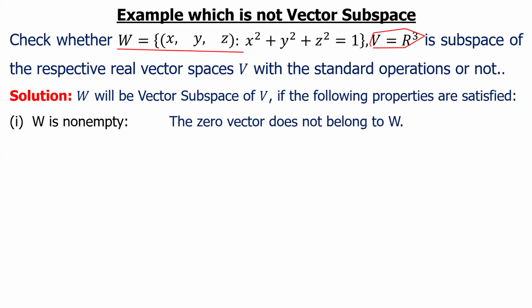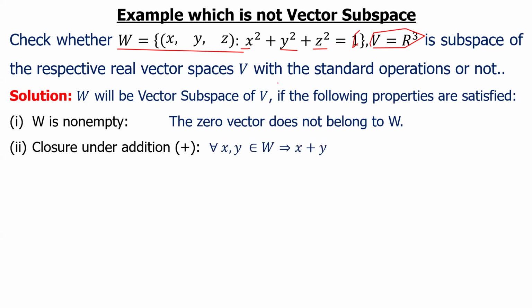W is non-empty. Now here, the zero vector does not belong to W, because if you put x equal to 0, y equal to 0, and z equal to 0, then 0² + 0² + 0² is 0, not 1. So 0 is not an element of the given set W, therefore it is not a vector subspace. We can also take another property, closure under addition.